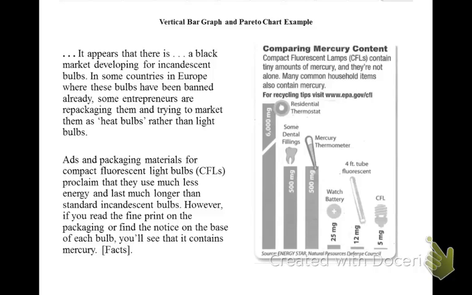Here's an example for a vertical bar graph and a Pareto chart. It appears that there is a black market developing for incandescent bulbs. In some countries in Europe where these bulbs have been banned already, some entrepreneurs are repackaging them and trying to market them as heat bulbs rather than light bulbs. Ads and packaging materials for compact fluorescent light bulbs proclaim that they use much less energy and last much longer than standard incandescent bulbs. However, if you read the fine print on the packaging or find the notice on the base of each bulb, you'll see that it contains mercury.